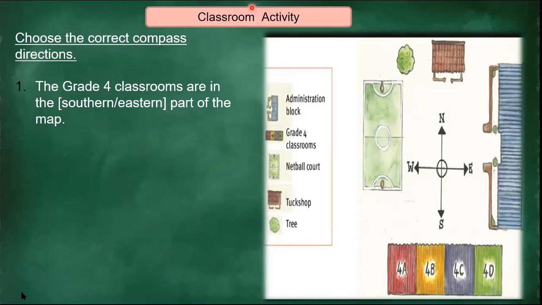We have Zoe. The grade 4 classes are in the south. Let's look. Yes, the grade 4 classes are in the south. As you can see on my pointer here, it's grade 4, 4A, 4B, 4C, 4D. They are in the south. Thank you, Zoe.